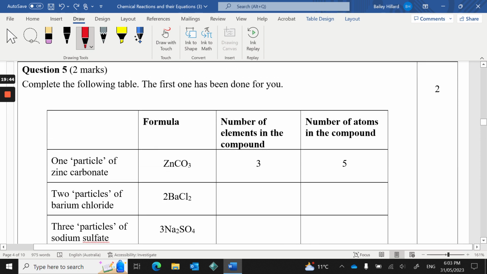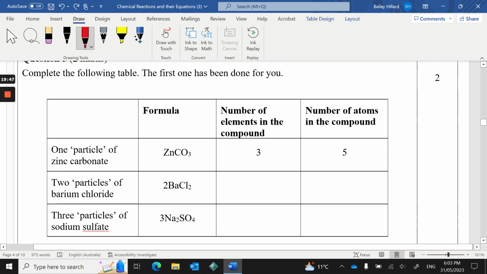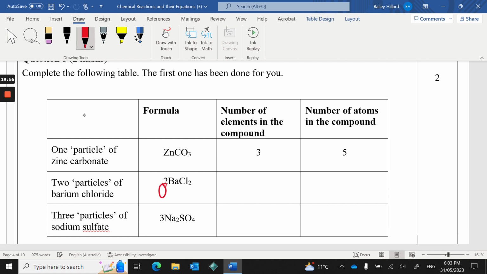Okay, complete the following table. The first one has been done for you. So this is a question asking you to understand basically coefficient and subscript. We really got to try and understand both. I'm not sure why that won't circle, but hopefully we can understand the point that I'm trying to make. So anyway, what we can look at here is the number of different elements. Different elements is the same as different atoms, and the number of atoms in the whole compound.